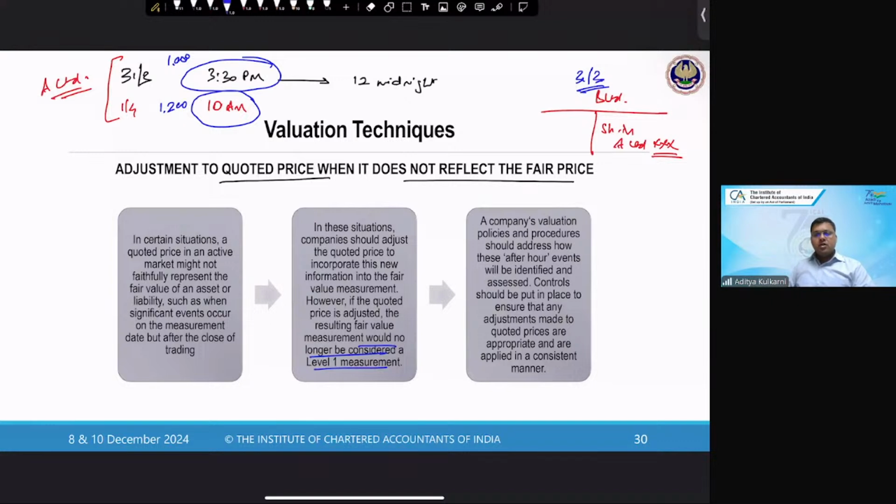Is it okay? So what is important is the company's valuation policies and procedures should address how these after-date events will be identified and assessed. Controls to be put in place to ensure that any adjustment made to quoted prices are appropriate and applied in a consistent manner. Okay, so that is your valuation techniques adjustment to quoted price.